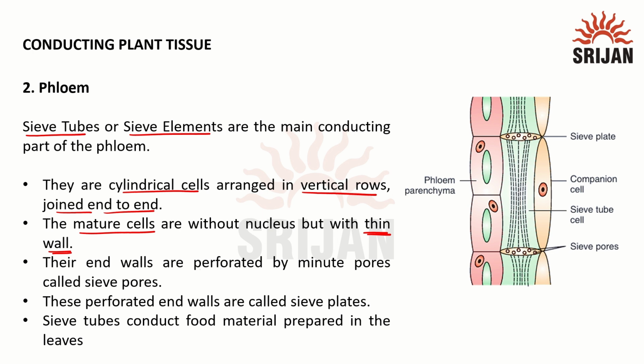Now their end walls are perforated by minute pores known as sieve pores, and the entire sieve pore collection can be called as sieve plate. So perforated end walls are known as sieve plate and sieve tube conducts food materials prepared in the leaves through these holes. So cytoplasm of one sieve element is in continuous contact with the next sieve element cytoplasm through these sieve pores.